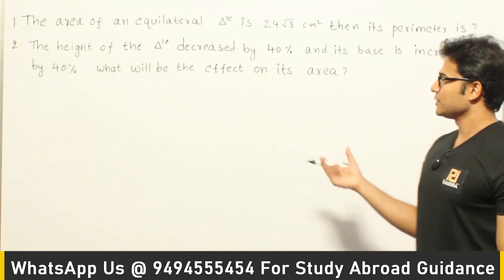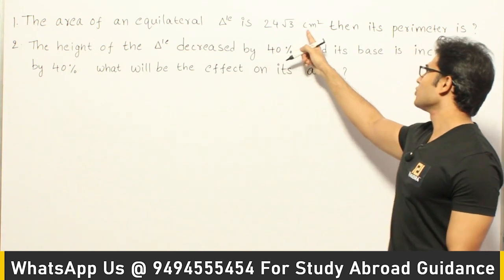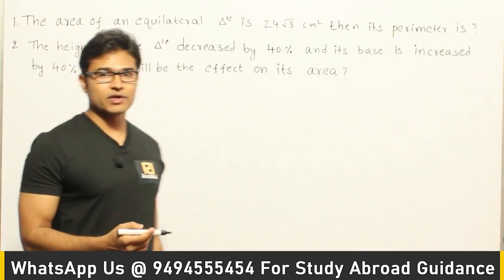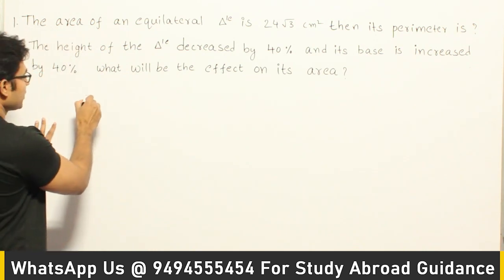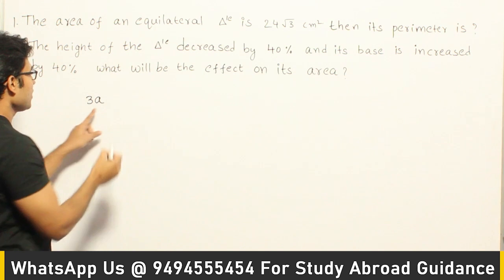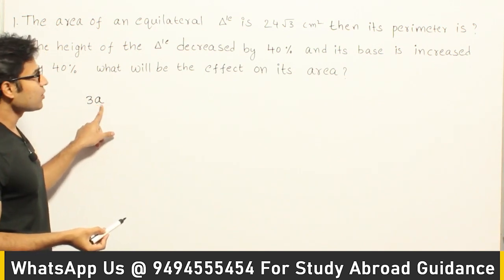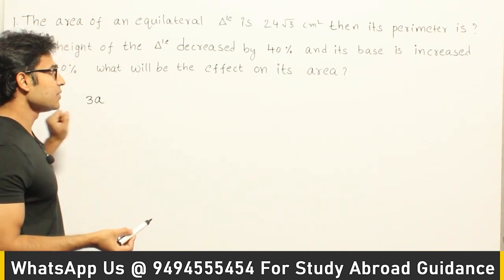Let's solve these two examples. The first one: the area of an equilateral triangle is 24 root 3 centimeter square, then its perimeter is? So they have given the area of an equilateral triangle and they are asking about the perimeter. We know that the perimeter of an equilateral triangle is 3 into A, where A is the length of each side. And in order to find out A, they have given that the area is 24 root 3 centimeter square.